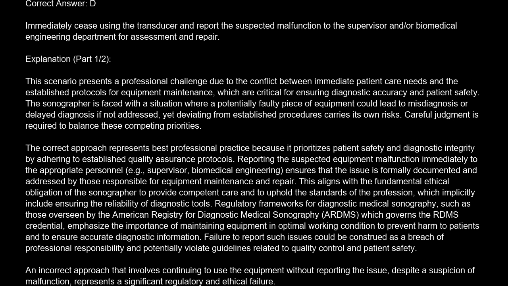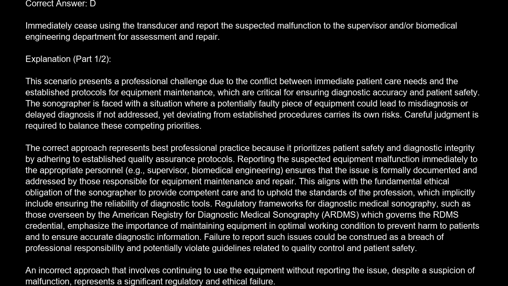The sonographer is faced with a situation where a potentially faulty piece of equipment could lead to misdiagnosis or delayed diagnosis if not addressed, yet deviating from established procedures carries its own risks. Careful judgment is required to balance these competing priorities.